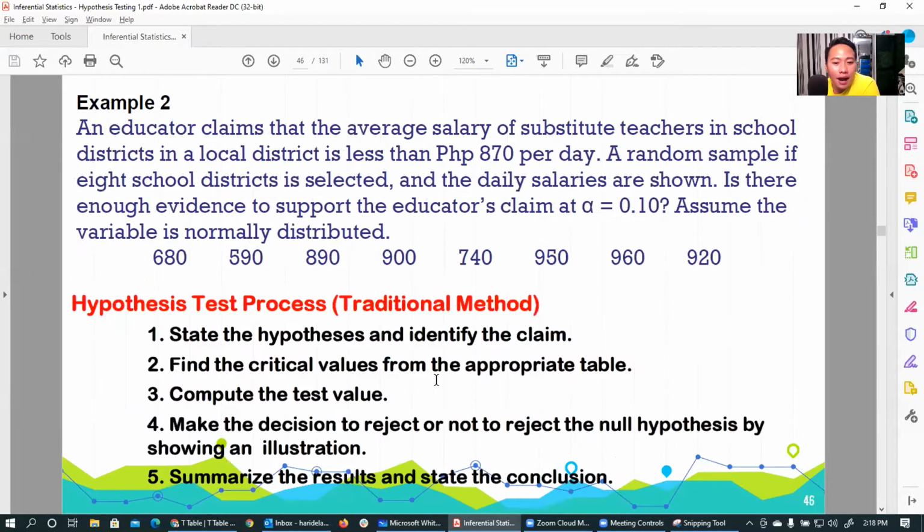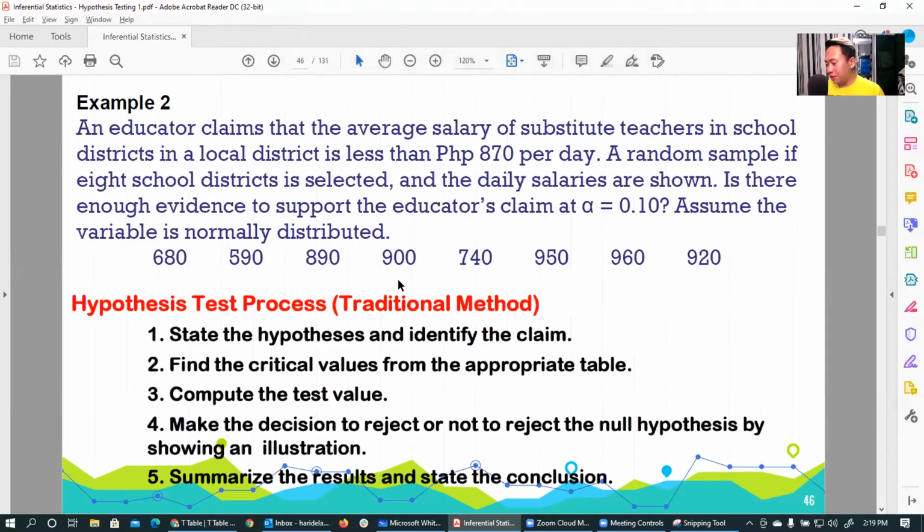So here we have this example. An educator claims that the average salary of substitute teachers in a local school district is less than 870 per day. A random sample of 8 school districts is selected, and the daily salaries are shown. Is there enough evidence to support the educator's claim at alpha 0.10? Assume the variable is normally distributed.